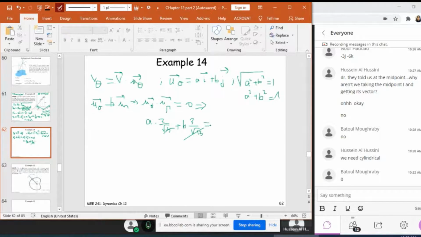And this means, guys, that B is equal to minus 2A over 3. And if you replace this B here, you can find A, and A squared plus 4 over 9 A squared is equal to 1, and then this means that A will be equal to 3 over radical 13. And then, guys, this means that U theta is equal to 3 over radical 13 I minus 2 over radical 13 J.